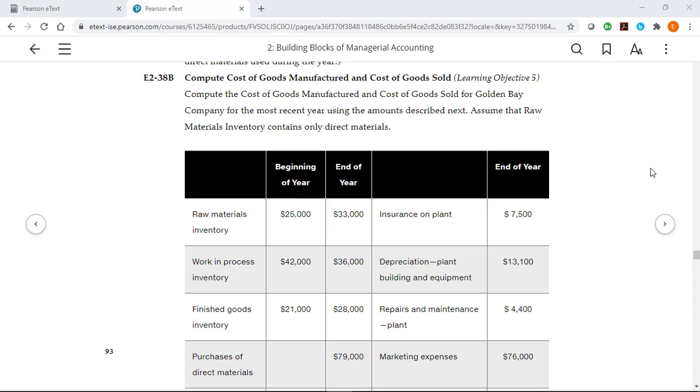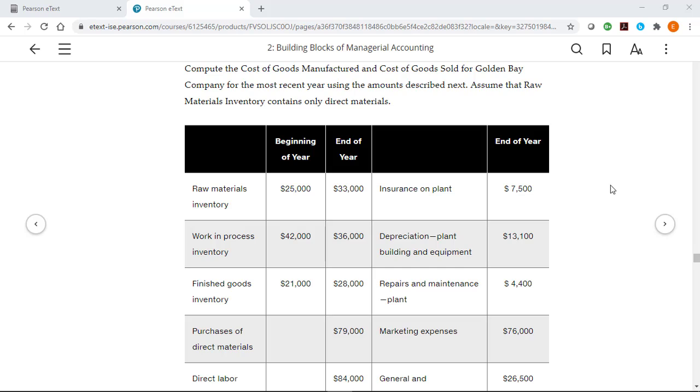Okay, we're going to work a problem that will help you on your homework. This is going to be a useful problem for your homework and for your exams. So this problem is 38B, which is very similar to the problem that you were assigned for your homework. As a matter of fact, it's the B set for exercise 26A. So it's the same problem, just with different numbers. So this is the Golden Bay Company. We don't know what they make, but here's the information.